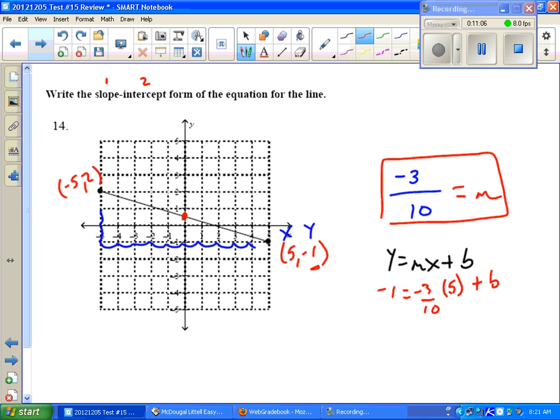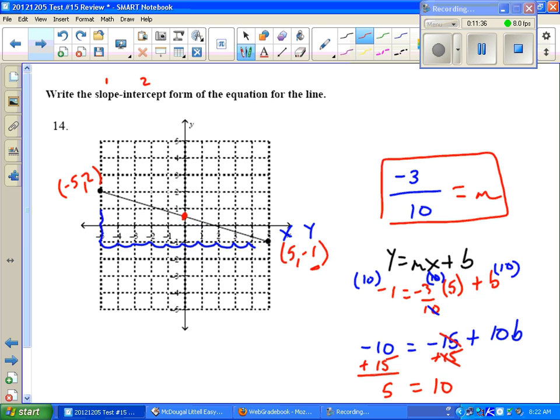In order to get rid of that over 10, you can multiply everything by 10. So that's times 10. This is times 10 in the middle, and this will be times 10 here. 10 times negative 1 will be negative 10. These will cancel out and just leave you with negative 3 times 5, which is negative 15, and then b times 10 will be 10b. Get rid of negative 15 by adding 15 to both sides. Now what we have is 5 over here. These guys will cancel and leave you with 10b.